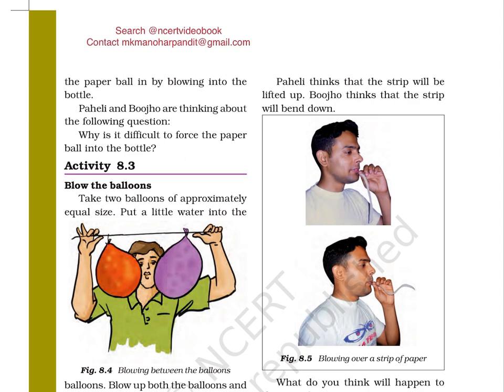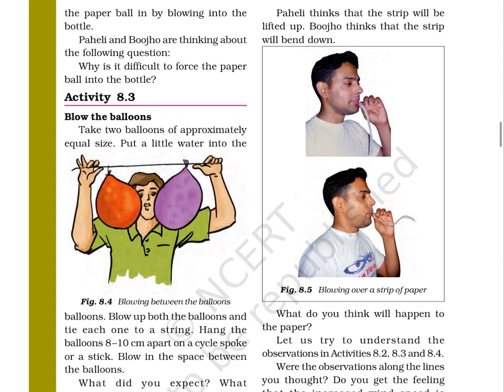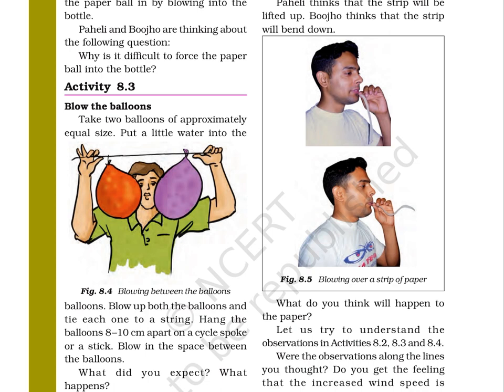Figure 8.5. Blowing over a strip of paper. There are two images here. In the first one, a person is holding a strip of paper between his thumb and his forefinger. In the second one, he is blowing air over the strip of paper. In the second image, the strip of paper makes a wave-like pattern.